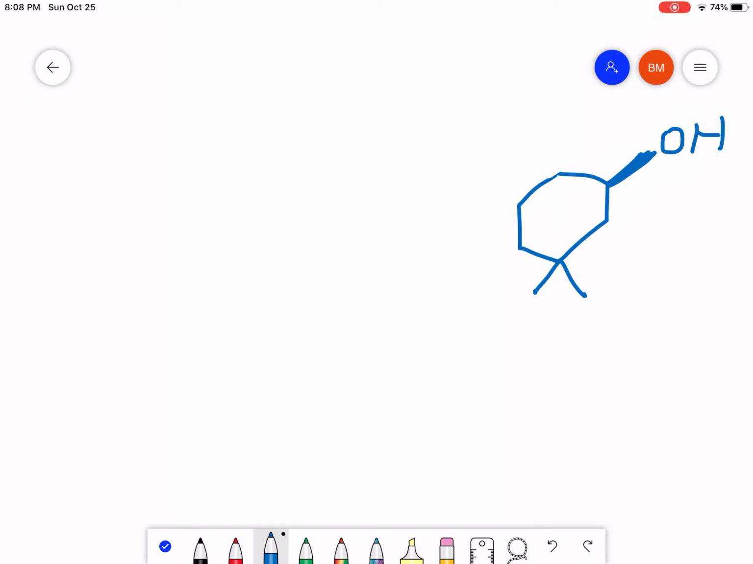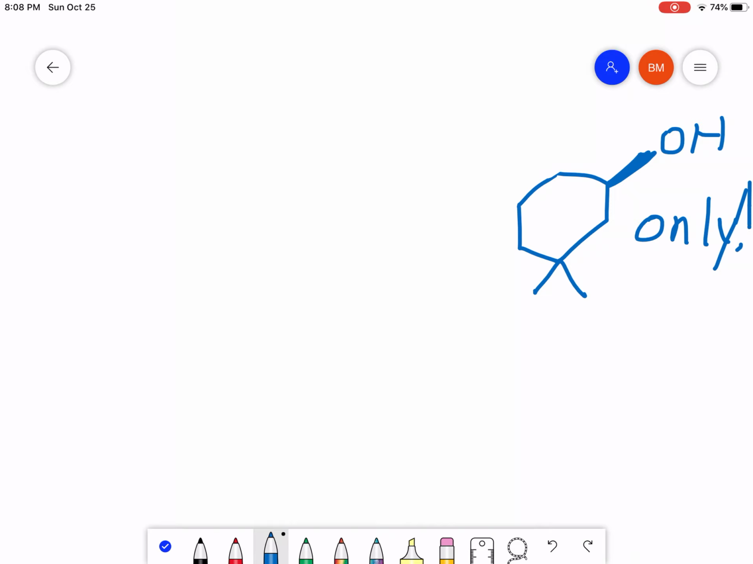By the way, the reason I didn't put dash wedges on those two methyl groups is because that is not a stereogenic carbon, right? So I don't have to. I could have, but it doesn't really matter. The important part is this OH. All right, so let's say we're doing a synthesis here to get this compound and only this. No others.